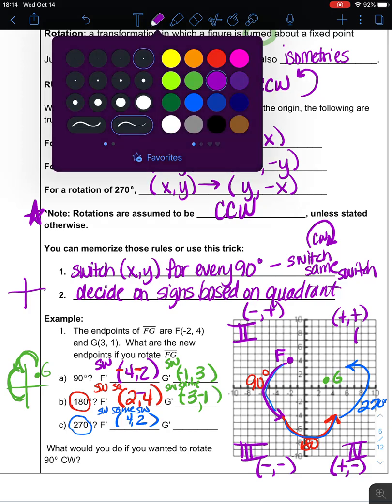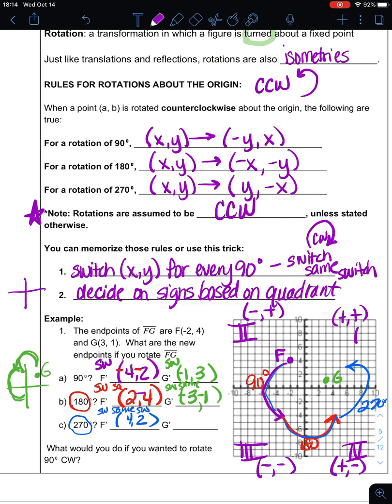Okay, and then last, let's do one more. I want to rotate it 270 degrees. So I'm going to switch, same, switch. Every 90 degrees, switch, same, switch. So I'm going to switch them, so they're going to be 1, 3. And then I'm going to use the signs from where they came from. So they're in quadrant 4 now, so they're going to be positive, negative. That's it.